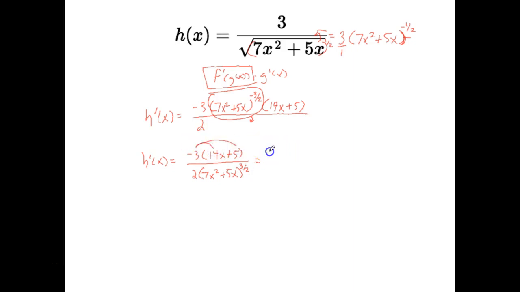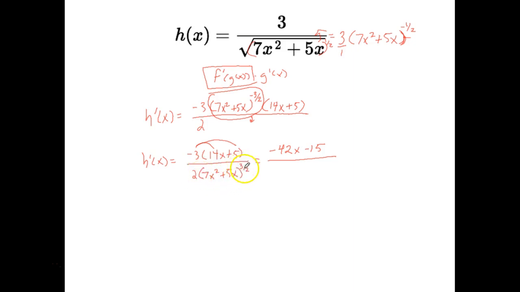So it can be negative, what would that be? 42 x minus 15 all over. Okay, now you cannot distribute this 2 because there is an exponent. Okay, you gotta remember PEMDAS. You always gotta deal with the exponents before the multiplication.